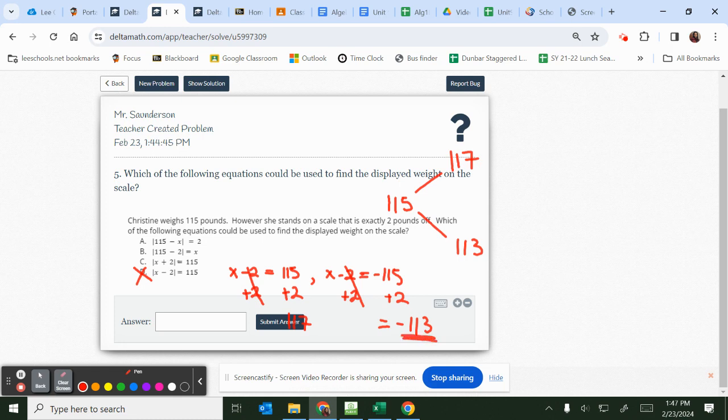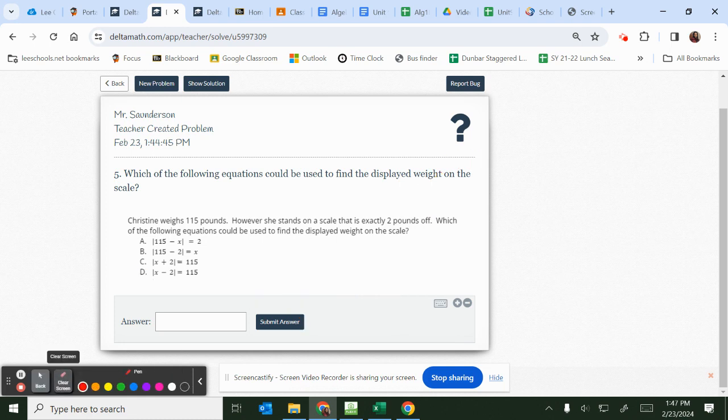Okay, what if you saw this instead? We know D is out. Again, we have 115 and it's either 117 or 113, because that would mean that it's 2 pounds off. So let's try the next equation.